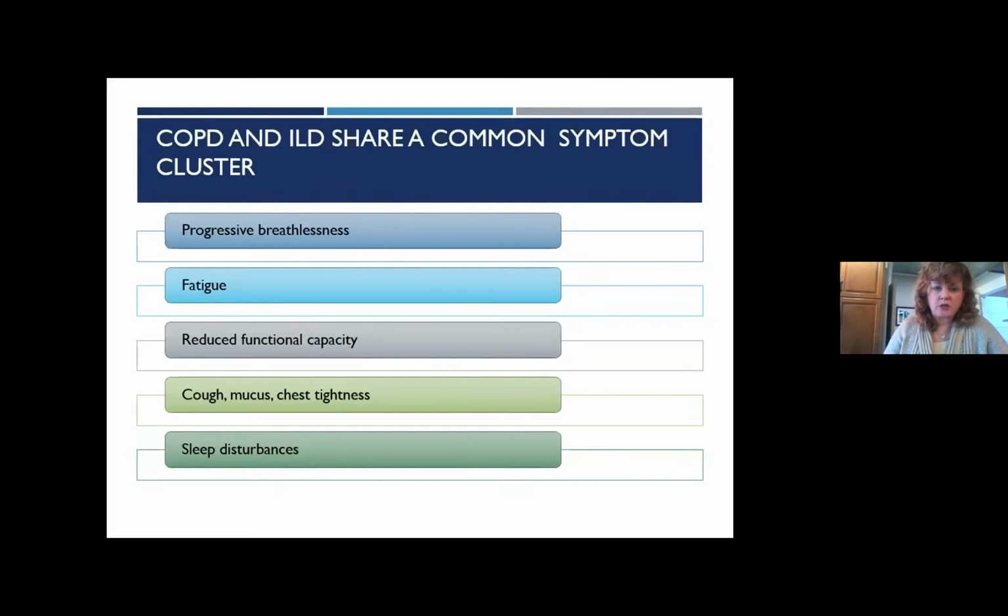The common symptom clusters that COPD and ILD share include progressive breathlessness, progressing to breathlessness that occurs at rest, overwhelming fatigue, reduced functional capacity resulting in decreased mobility, a lot of symptoms of cough, mucus, and chest tightness, as well as impaired sleep.